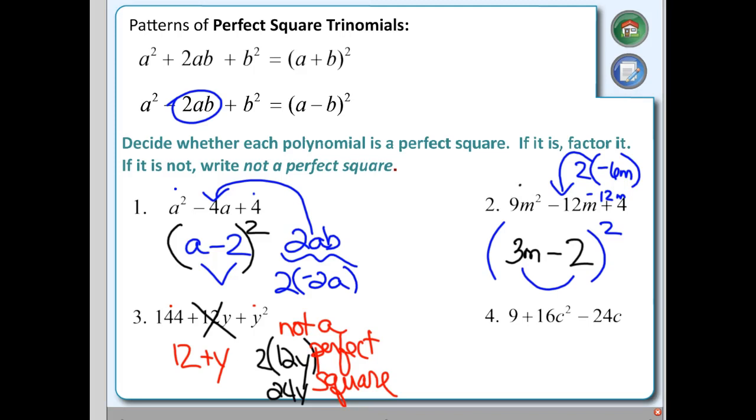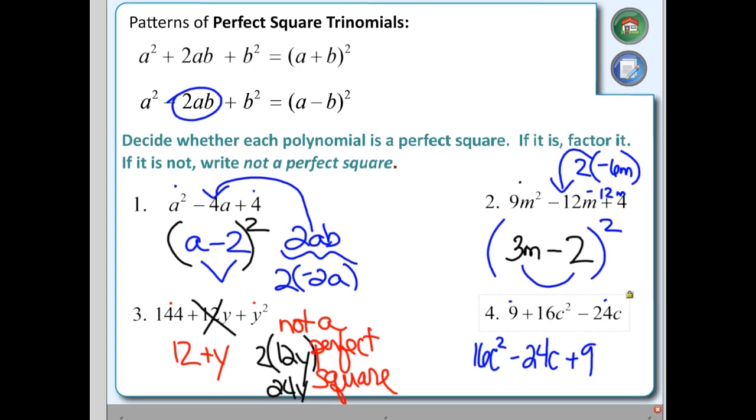Okay, now look at number 4. You got to look at it and say, well, that's a perfect square, 9's a perfect square, but 24 is not. And then you say, hey, wait a minute. That's not in the right form. So let's rearrange the furniture. Let's put it in quadratic form. Remember, the quadratic term goes first, and then the linear term goes in the middle, and the constant term goes on the end.